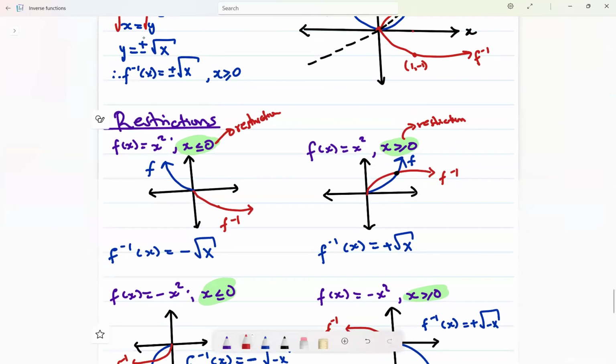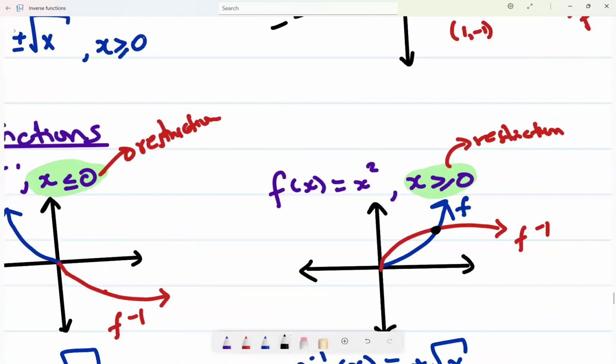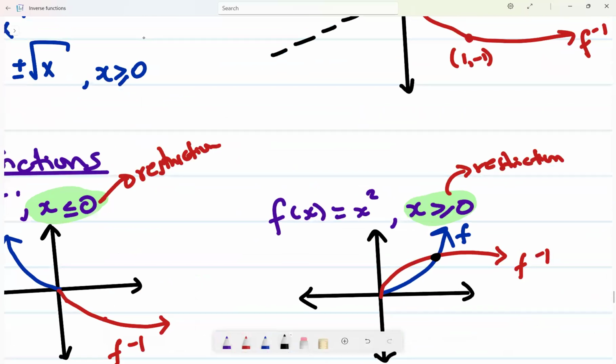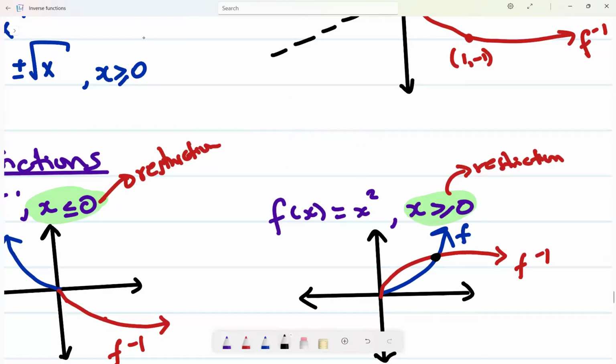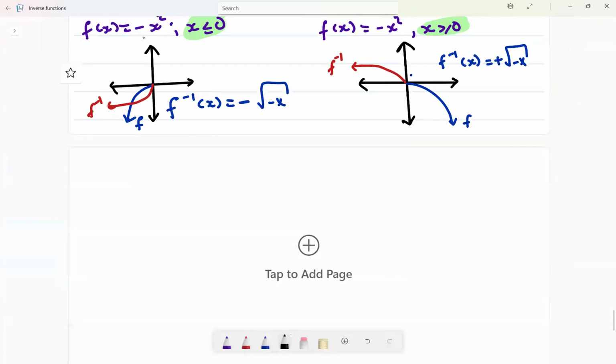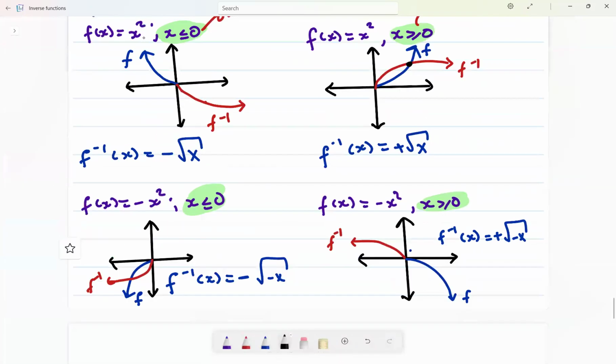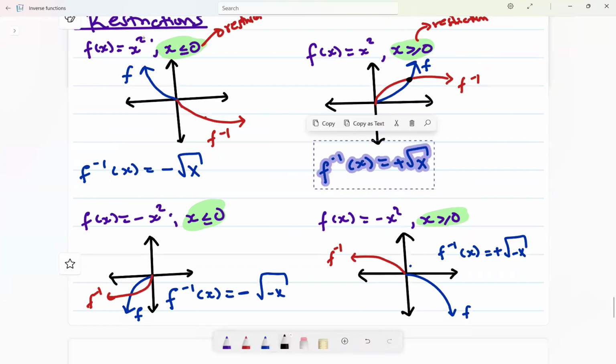So the examiner can ask you, how can we restrict the domain of f such that its inverse becomes a function? You just say x should be greater or equal to 0, or x should be less or equal to 0. These here, okay, let me write them here. I don't have enough space. Let me take this here.